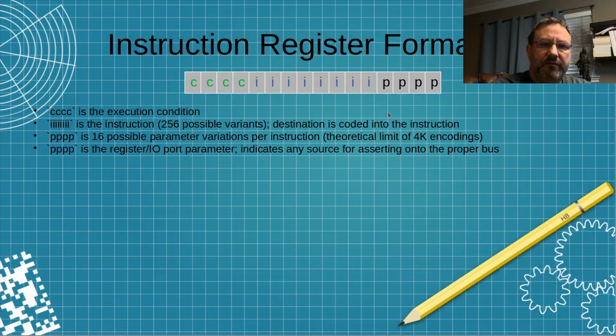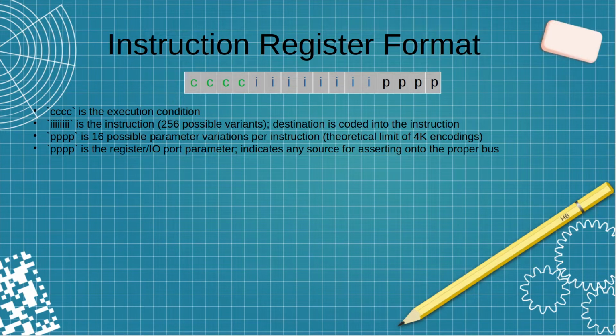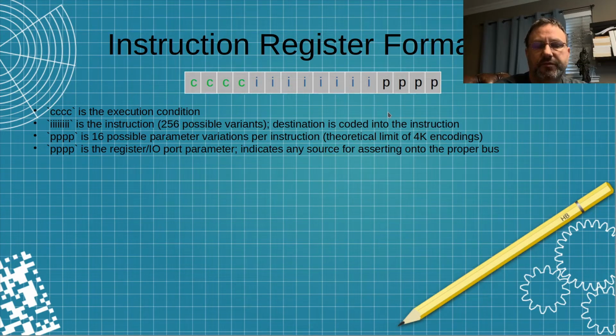Then there's 8 bits of instruction, and those are going to allow up to 256 different variants of instructions, and those will also encode the target register for any given instruction. Now, that's not to say that I'm going to have up to 256 different instructions, and then with 16 different registers, I've got quite a few things that I've got to consider as far as how many instructions I can really genuinely allow. And then at the end of that, there's 4 bits of parameter.